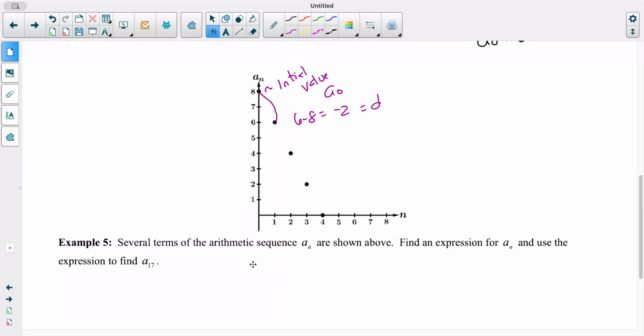So the formula, again, for this one, very, very easy. Initial term and common difference. And then we're just going to substitute in 17. 8 minus 2 times 17. That's 8 minus 34, which I think is negative 26 off the top of my head.